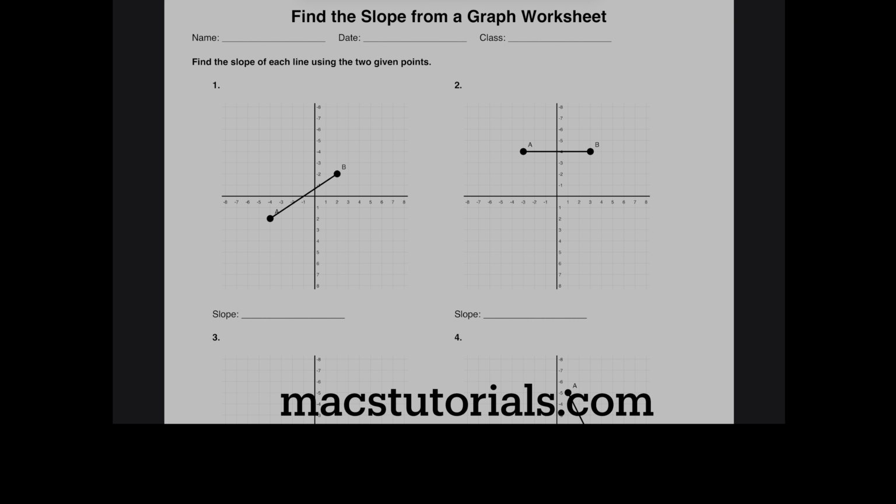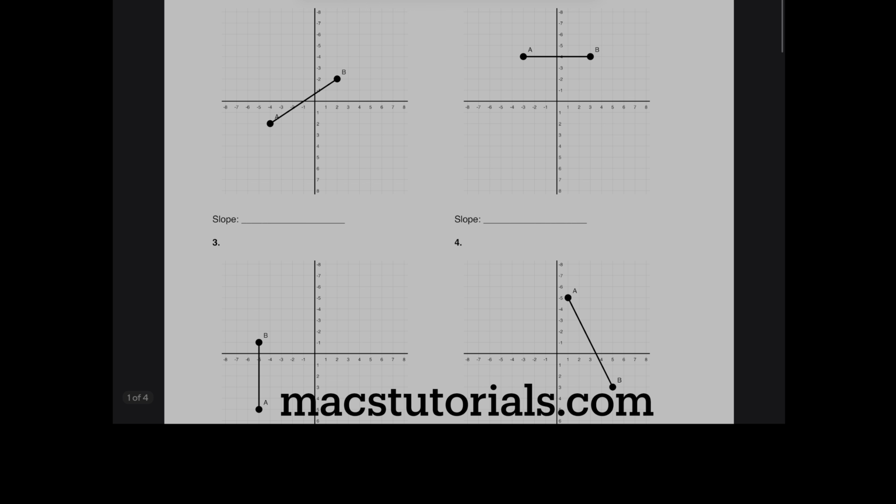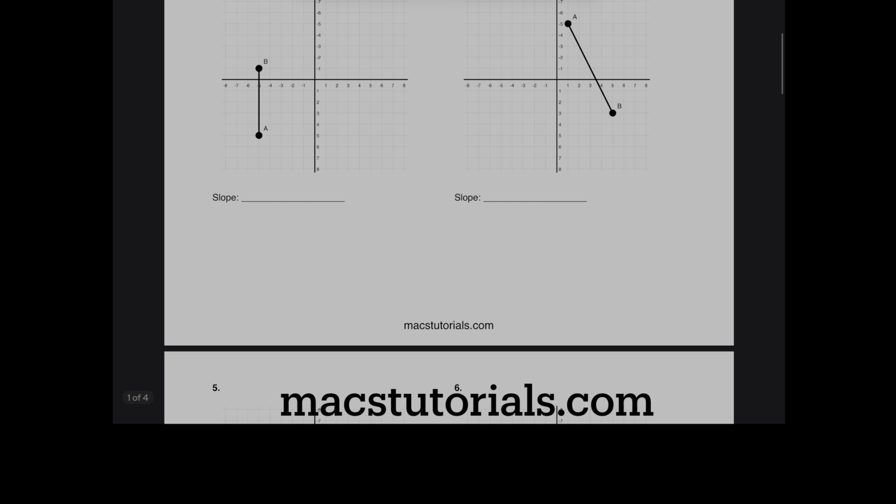Hey everybody, it's Mac here, and we are going to talk about slope. Slope is sometimes also called the rate of change. A slope is a way for us to see how much up and how much over a line goes.